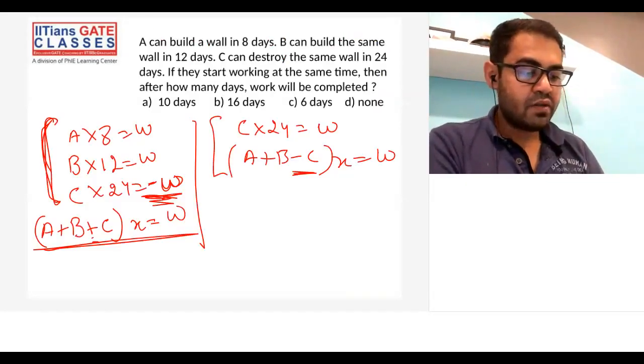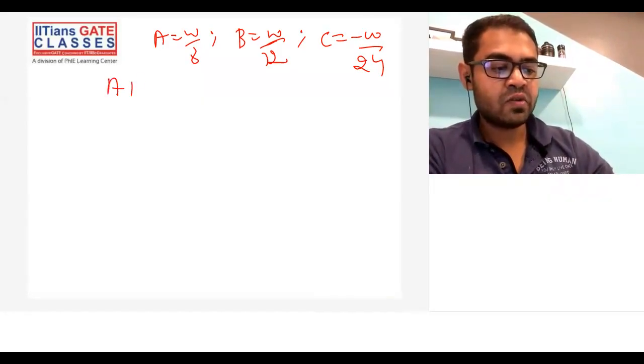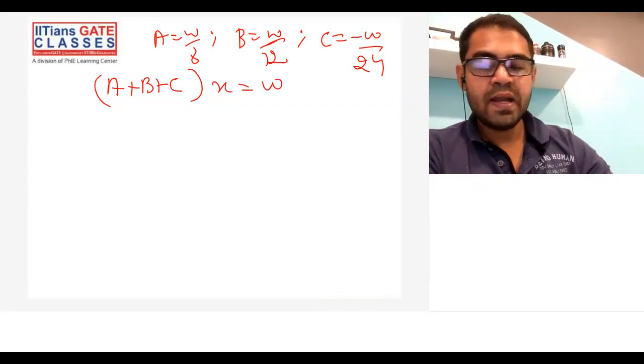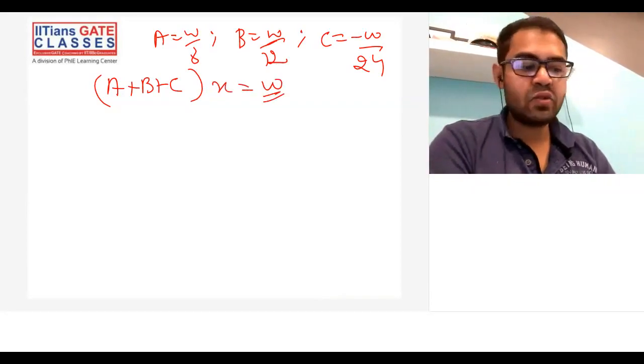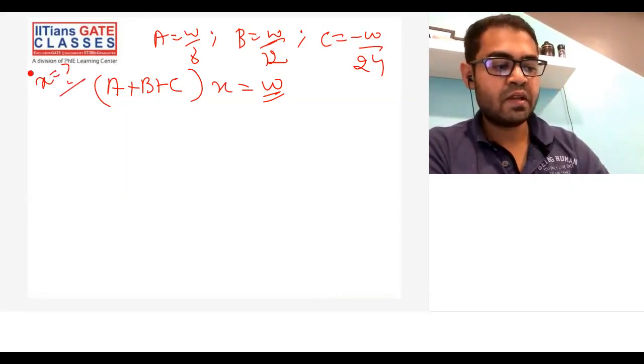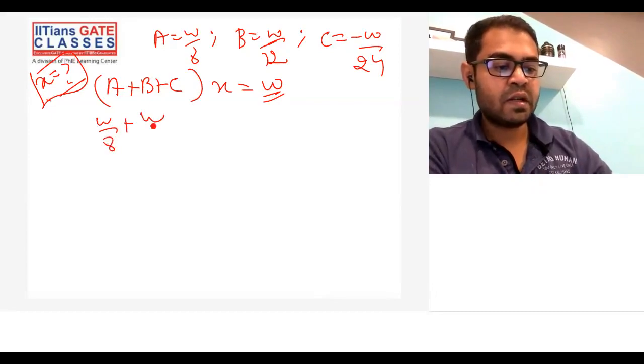All right. So A plus B plus C times X is equal to W. I'm planning to solve this equation. And X is the number of days together they will take to complete the task. So basically I have to find the variable X. So this becomes W by 8. I'll just substitute the values, nothing else.